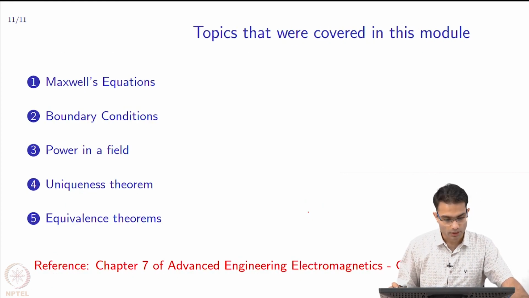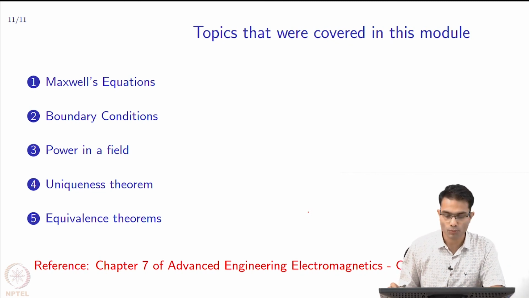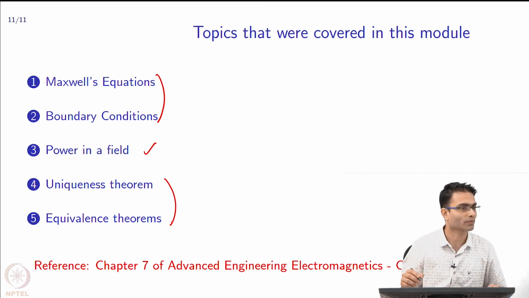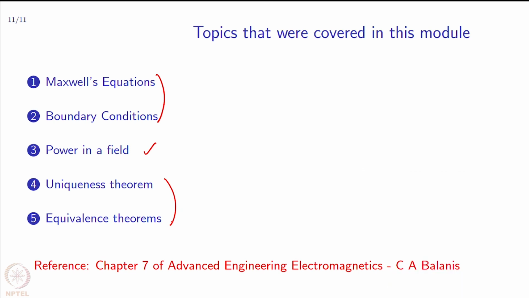Okay. So, to sort of summarize this module, we started with Maxwell's equations and boundary conditions, looked at the power, and these two were sort of advanced concepts in electromagnetics. Okay. So, you can look at chapter 1 and 7. So, chapter 1 of Balanis will talk about topics 1, 2 and 3, and chapter 7 of Balanis will tell you about equivalence theorems and uniqueness theorems. Okay. It's a very nice readable book. Please have a read through it.